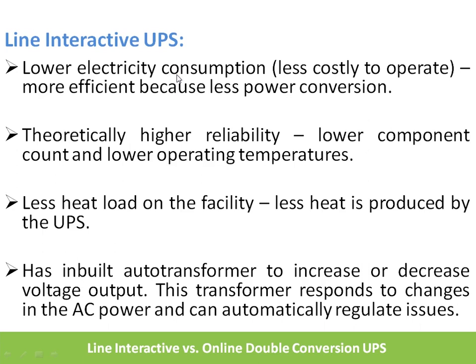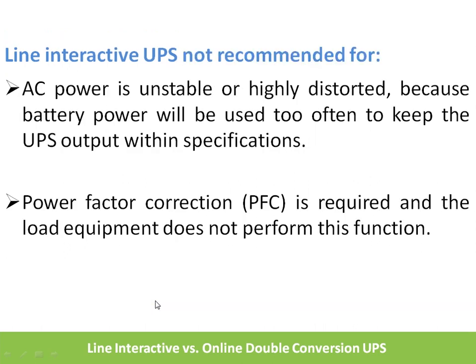It has a low running cost because the inverter is not always in operation, and theoretically it has high reliability. High reliability means lower maintenance, and this is achieved because of lower component count and lower operating temperature. The lower operating temperature is achieved because the inverter is not always in operation. This UPS topology also has less heat load. Another advantage is that it has an inbuilt autotransformer to increase or decrease the output voltage. This is the automatic voltage regulation feature of this UPS topology.